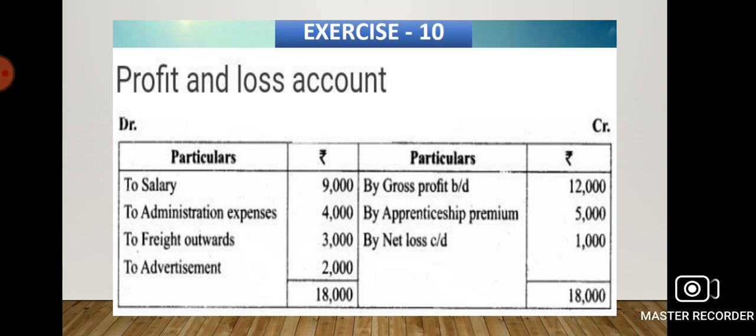So by apprenticeship premium 5,000. Then administration expenses, the expenses we show on the debit side, to administration expenses 4,000. Then freight outward, another expense, 3,000. Next advertisement, we call it advertising cost, that is also an expense. So to advertisement 2,000. So all the entries will be entered on both sides.